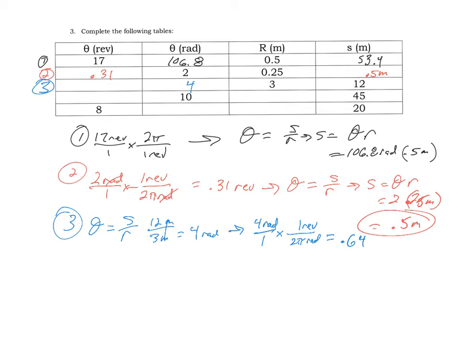What am I going for? Radians canceled, yes. So 0.64 revolutions, which makes sense because pi is a half, so this is more than a half. So that makes sense.